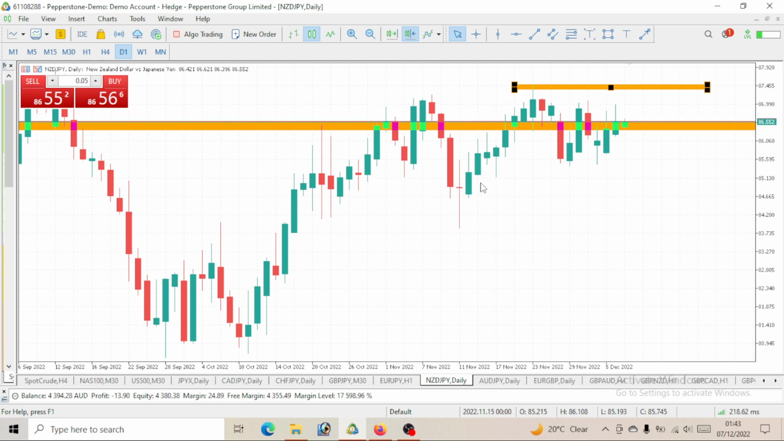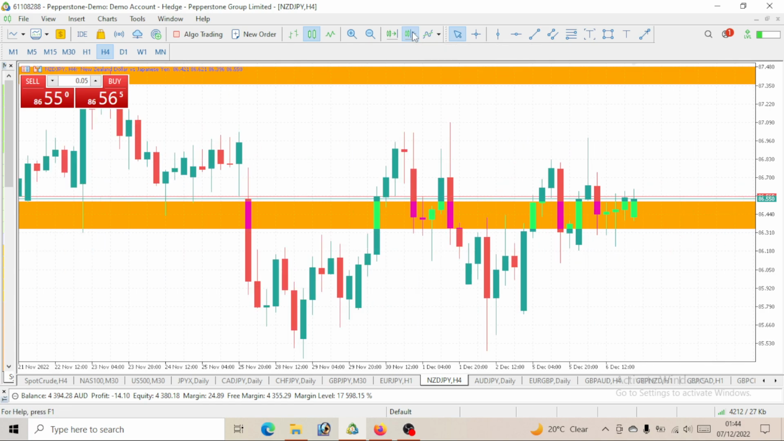Like I said, New Zealand dollar is still bullish, and we see JPY index still bullish. So I mean, there would be much movement. I personally will stay out of this trade. Now let's see what this 4 hour time frame says. So you can see this movement that it's making.